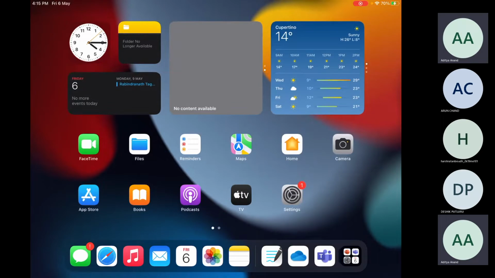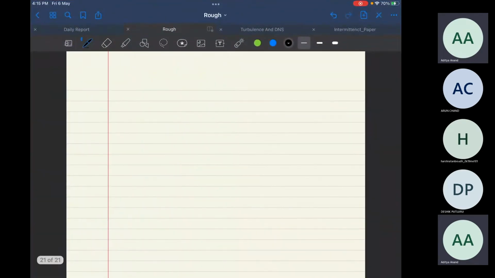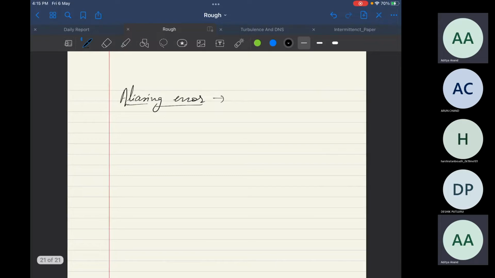Okay, let's look at aliasing error also. This is there for both the spectral schemes and finite difference schemes. So what happens is, let's say your simulation is resolving the maximum wave number k, but your actual physical phenomena might have wave numbers larger than this one.